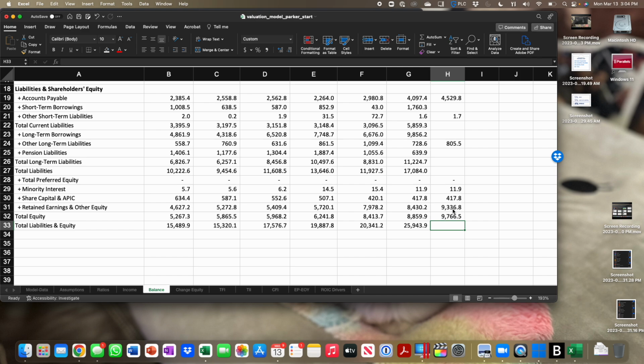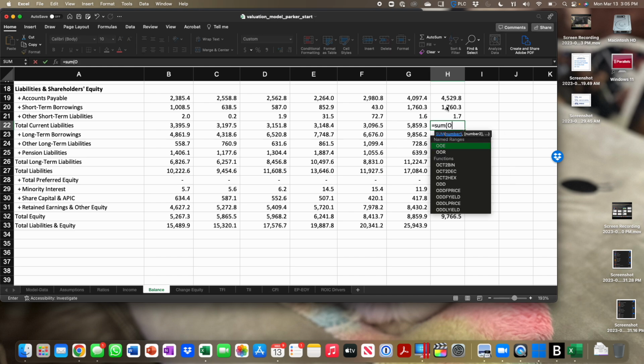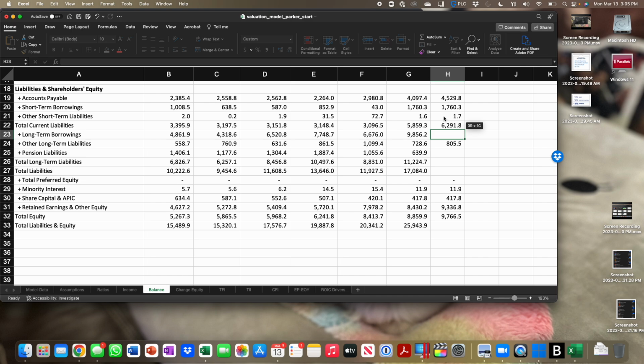Okay, so I go to short-term borrowings, H20 equals G20. I'm leaving the short-term debt alone because we're not changing the capital structure, equals previous year's debt. I can now sum my current liabilities, equals the sum of the three above. So basically, accounts payable, short-term borrowings, and other short-term liabilities. When I add the three together, I get total current liabilities of 6291.8.